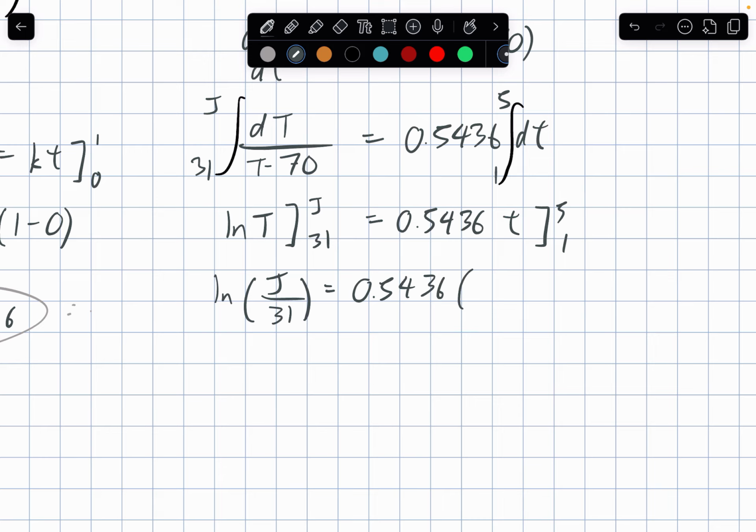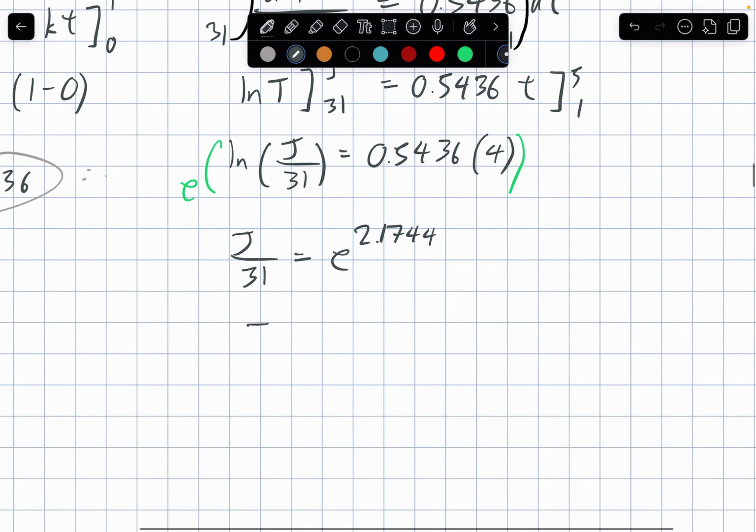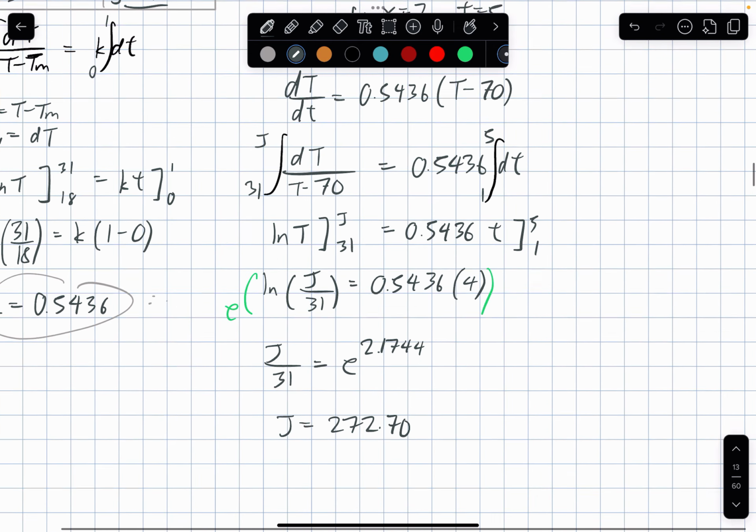Okay, ln j over 31 is equal to 0.5436 times 5 minus 1, which is 4. Put e on both sides. We have j over 31 is equal to e raised to 4 times 0.5436. That's 2.1744. Multiply both sides by 31. So we have 272.70. What's the unit? Degrees Fahrenheit.